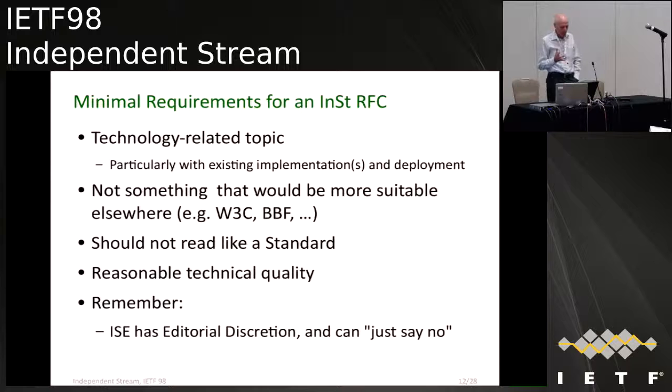Next, the topic has to be something that would not be more suitable elsewhere. So the other places where it might be published, well, any other standards organisation like W3C, the World Wide Web Consortium, BBF, the Broadband Forum, and there are lots more. Next thing, it shouldn't read like a standard, which means it can't use words like MUST in capital letters as in RFC 2119. The independent stream doesn't publish standards track documents, so the RFCs from the stream shouldn't read like standards. Has to be reasonable technical quality.